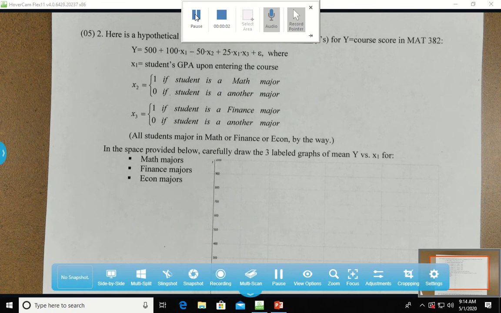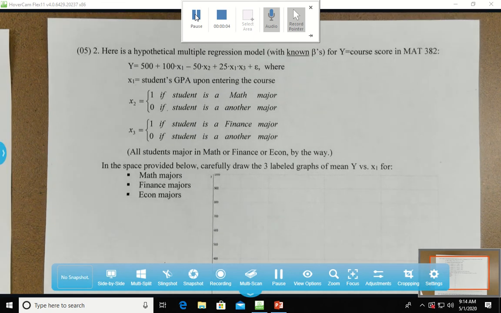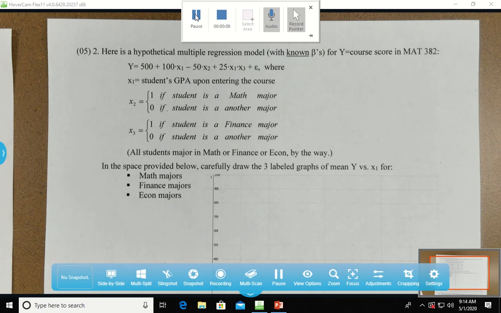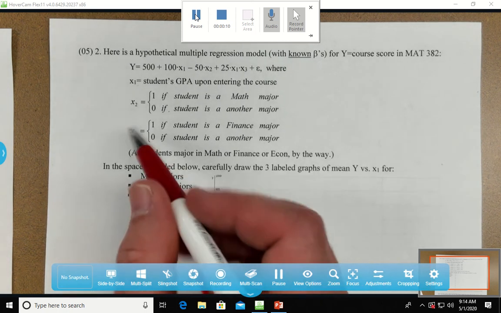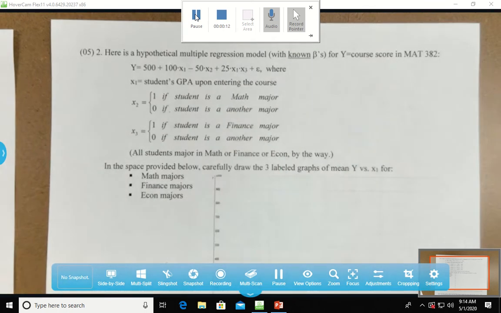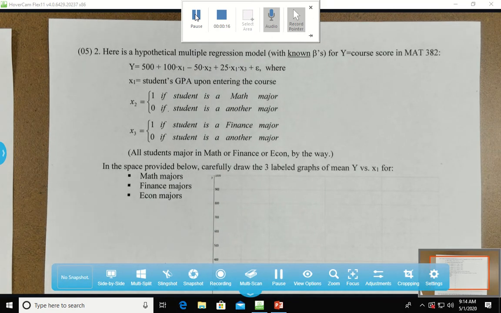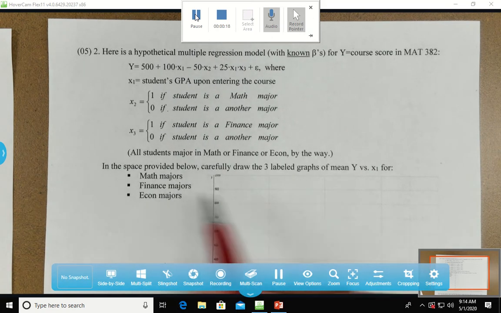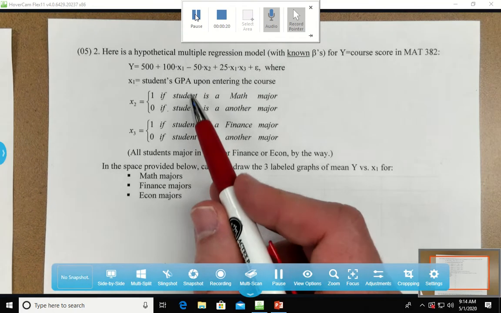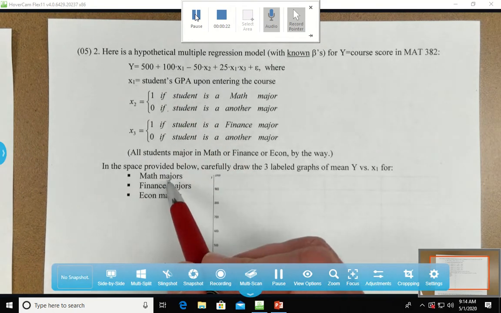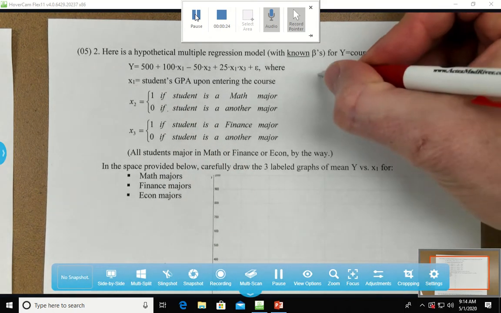All right, we have a problem here where we have a multiple regression model with known betas. Normally, when we find this, this would be the expected value when we put in the different betas. So let's go ahead, and we're asked to draw the three labeled graphs. So first of all, let's go ahead and see what we would have if we had an econ major.